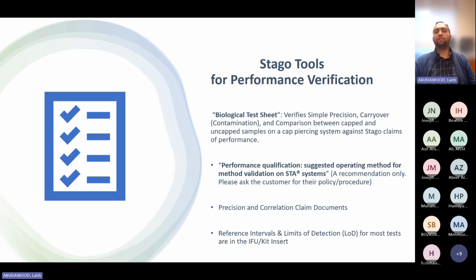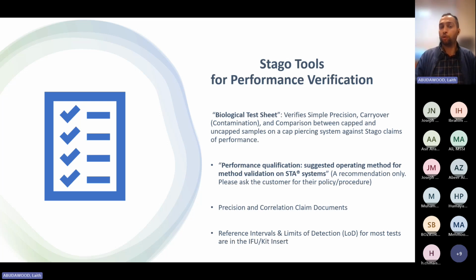Now, what does Stago offer you to help in terms of this performance verification? First, you have something called the biological test sheet. This biological test sheet is simply an Excel sheet that will allow you to fill in the data that you obtain from these studies. When I do the sample precision, which is I run a patient sample in the same batch, basically 10 or 20 runs, you can plug these 10 or 20 runs into this Excel sheet, and the sheet will tell you whether it's okay or not within Stago claims. So you know you have passed sample precision.